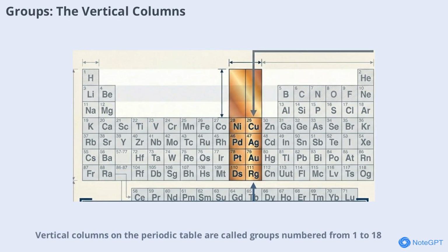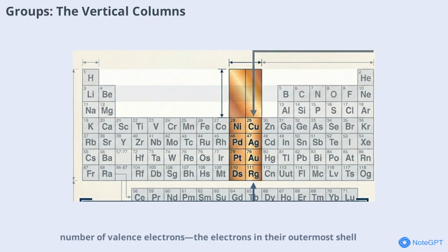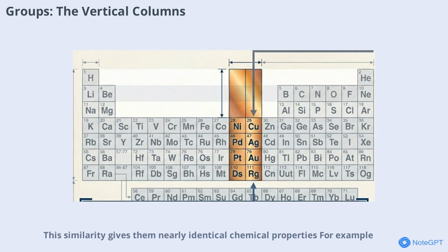Vertical columns on the periodic table are called groups, numbered from 1 to 18. Elements in the same group share the same number of valence electrons, the electrons in their outermost shell. This similarity gives them nearly identical chemical properties. For example, elements in group 1 are all highly reactive metals, while those in group 18 are stable noble gases. Understanding groups is key to predicting how elements will react.